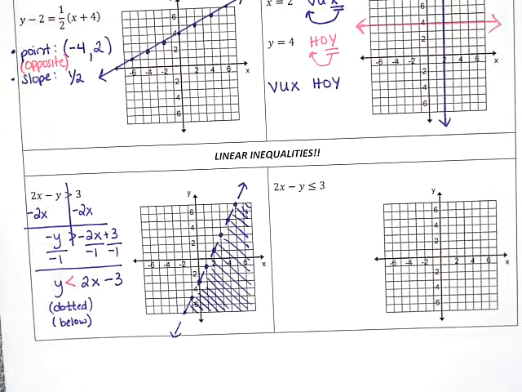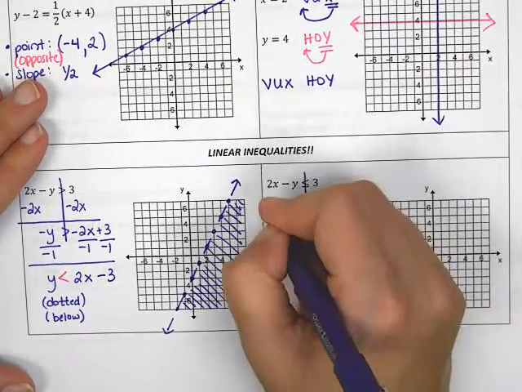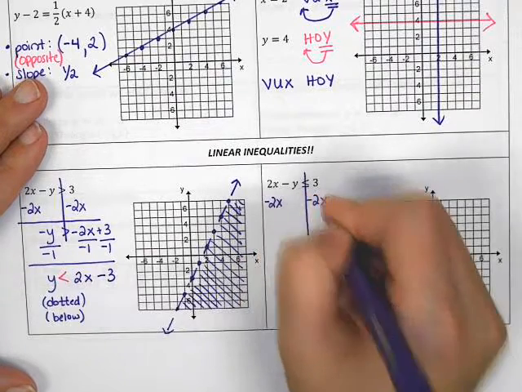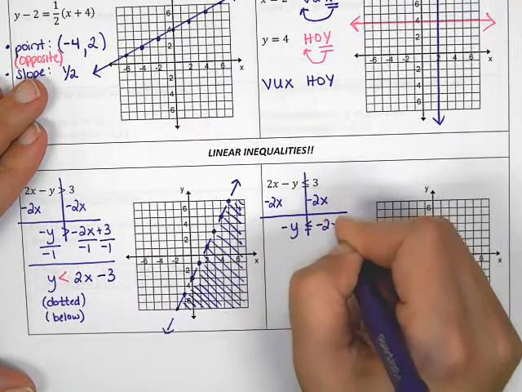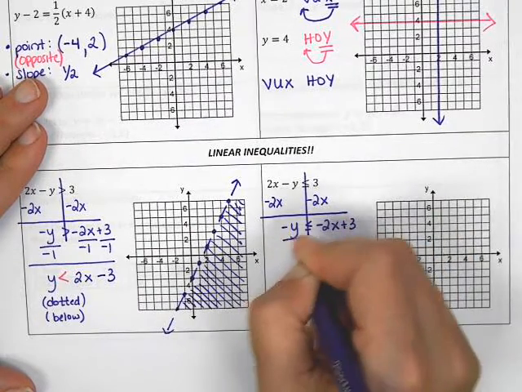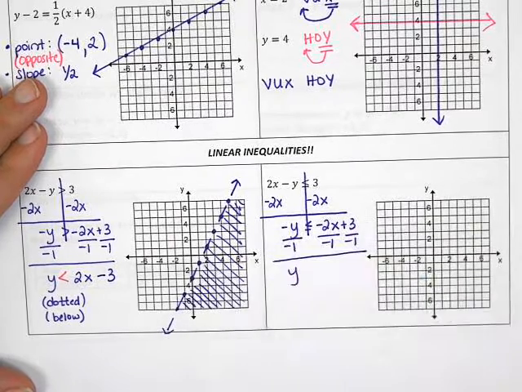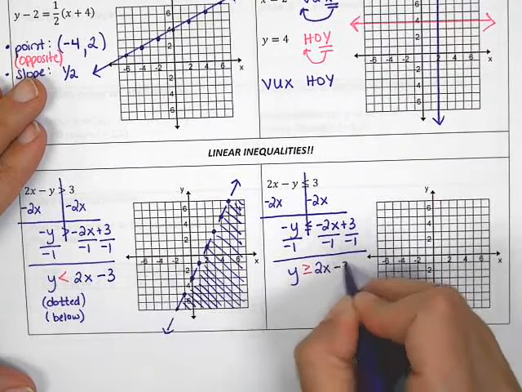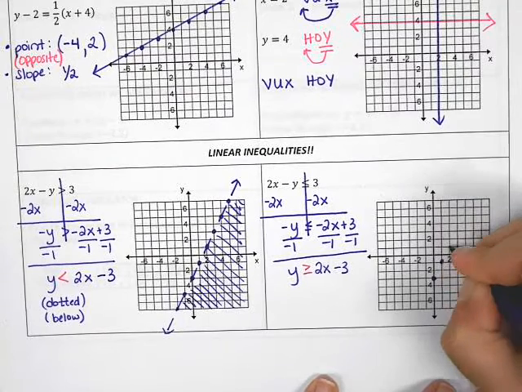These are pretty complex, so let's go ahead and try one more of these just to make sure we've gone over all the different types of graphs we might see. So again, I'm going to get the y by itself. I'm going to subtract the 2x on both sides, and I'm going to get negative y is less than or equal to negative 2x plus 3. I'm going to divide everything by negative 1. Now, because I divided by a negative, I'm going to change this to a greater than or equal to. That's that flip-flop rule. This graph is going to start on the negative 3 and go up 2 over 1.